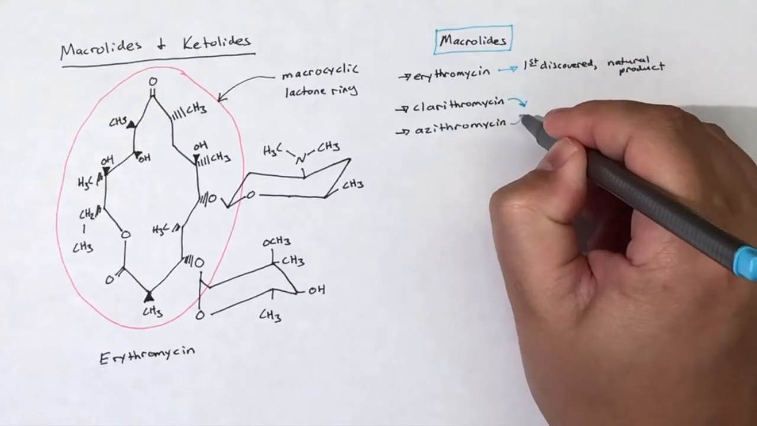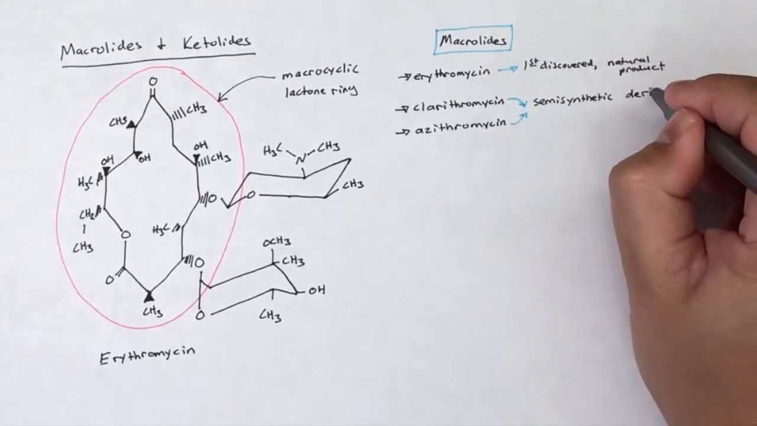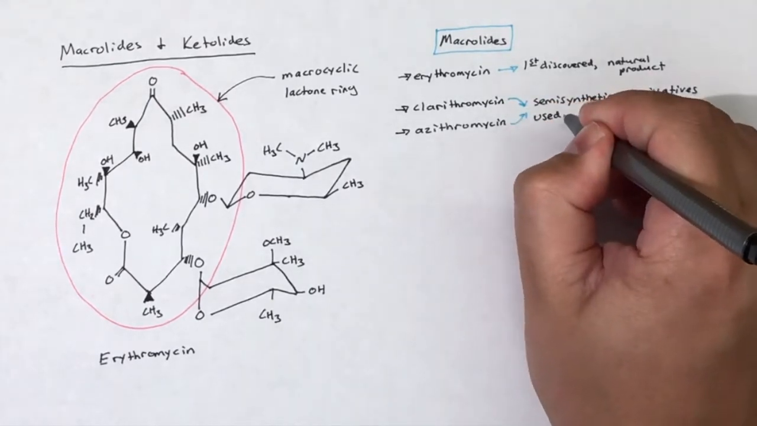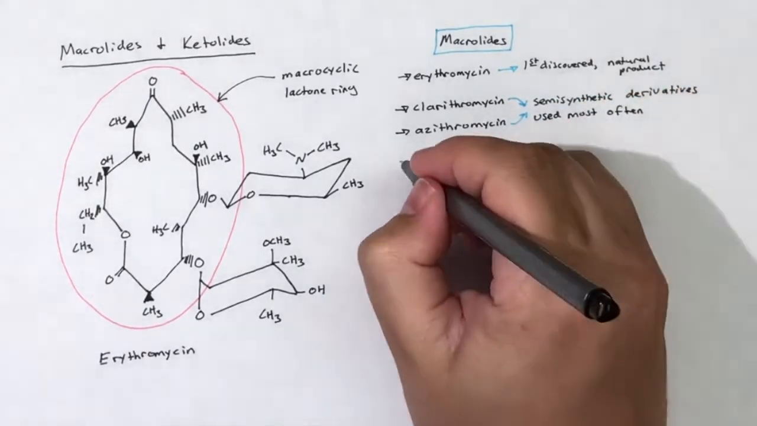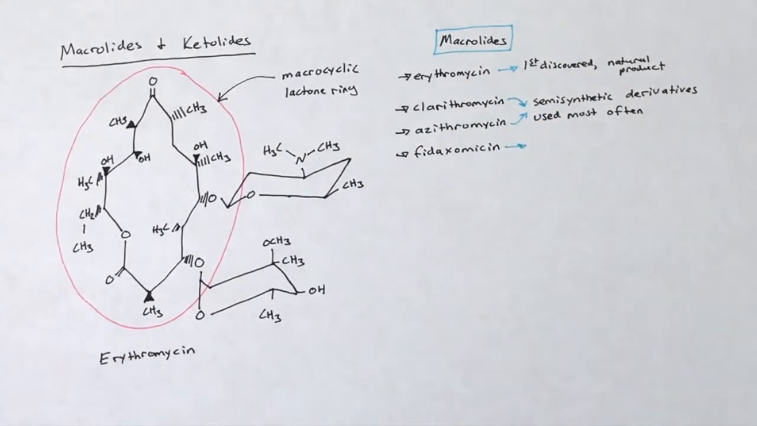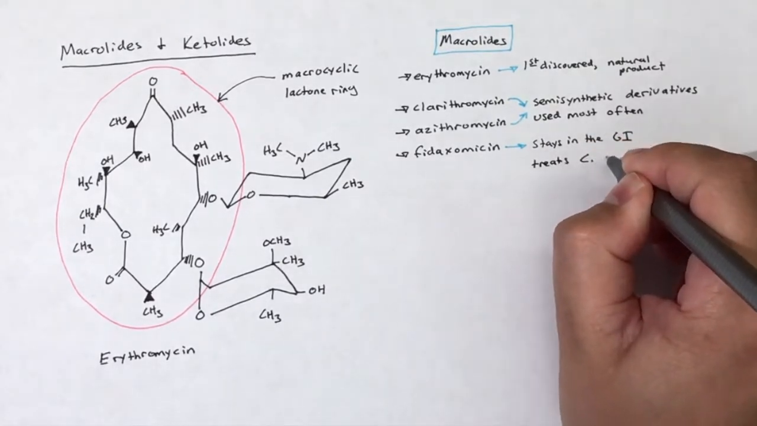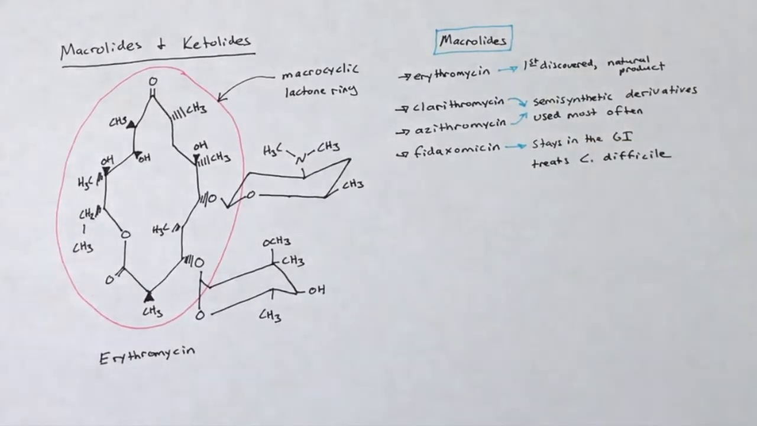Azithromycin and clarithromycin are semisynthetic derivatives of erythromycin, and both have by and large replaced erythromycin in the clinic. Fidaxomicin is an interesting macrolide from a pharmacokinetics perspective, as fidaxomicin is not systemically absorbed and is mainly used to treat C. difficile colitis.